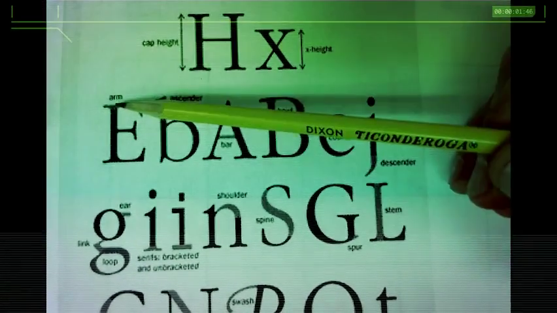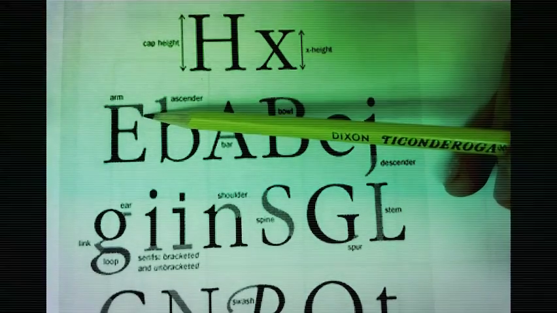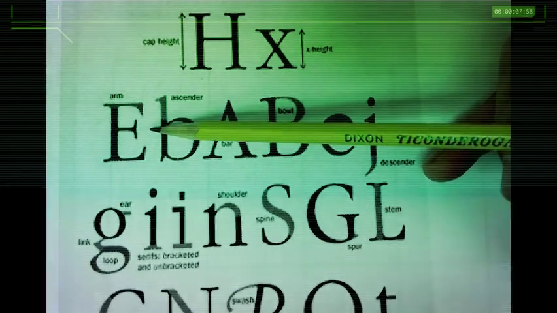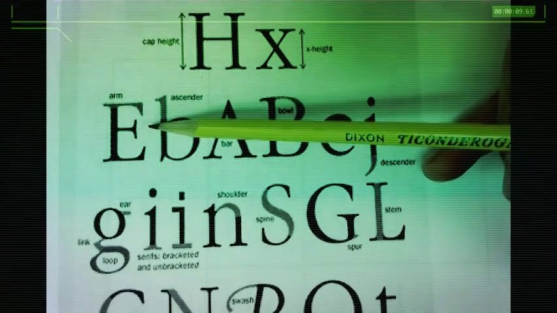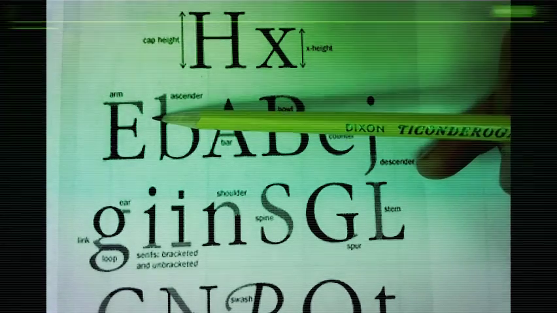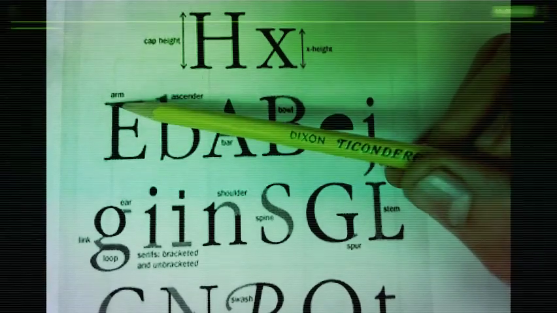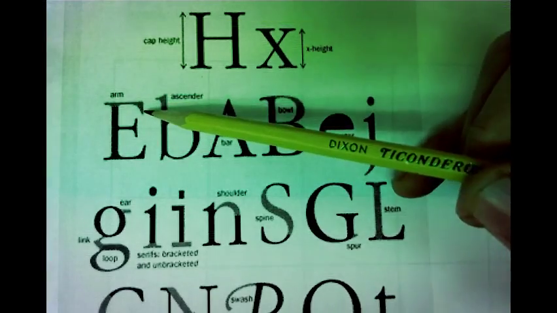So if you look here on this letter E, from here to here is actually the arm. An arm is an upper or lowercase horizontal or diagonal stroke that is attached on one end and free on the other. See how it goes off of this baseline and comes off?